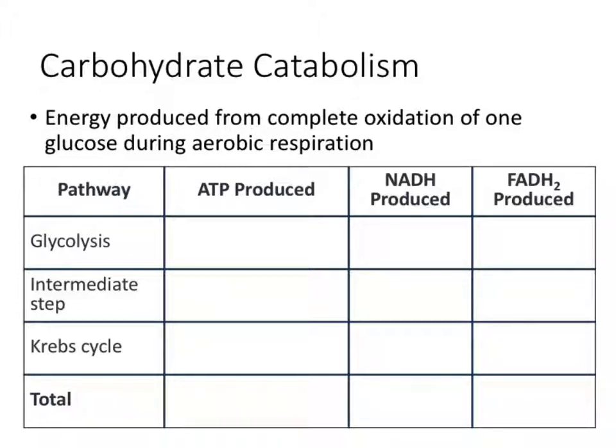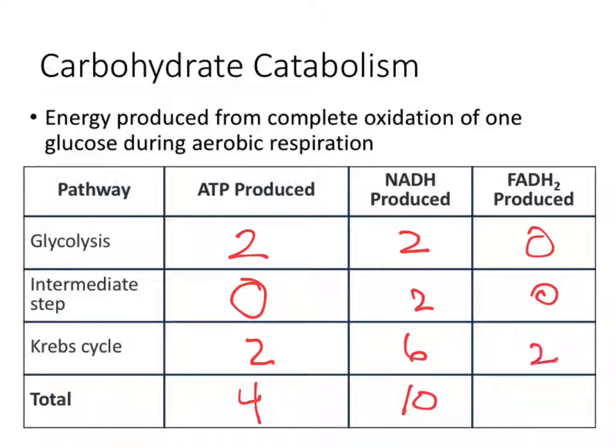2 net ATP in glycolysis, this intermediate step of pyruvate to acetyl-CoA, 2 more in the Krebs for a total of 4. 2 here, 6 and 2 for a combined of 8 for 10, 0, 0, 2. So those are the numbers that we've just put together. Okay.